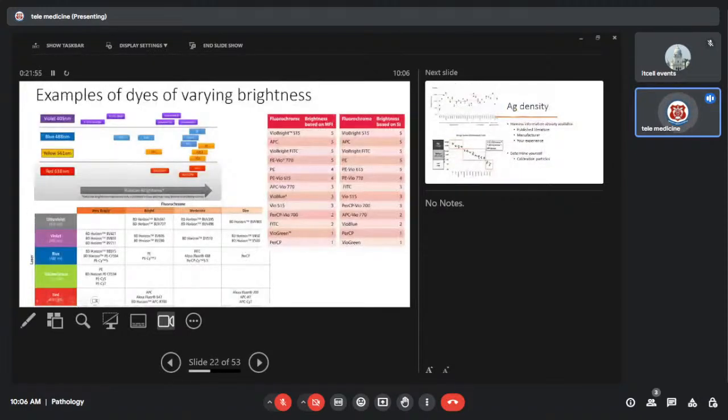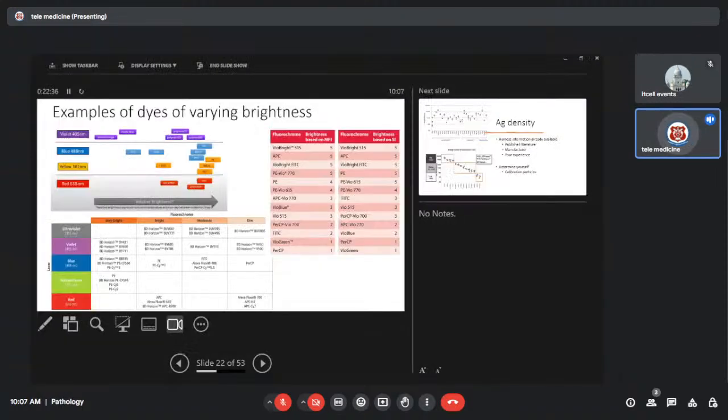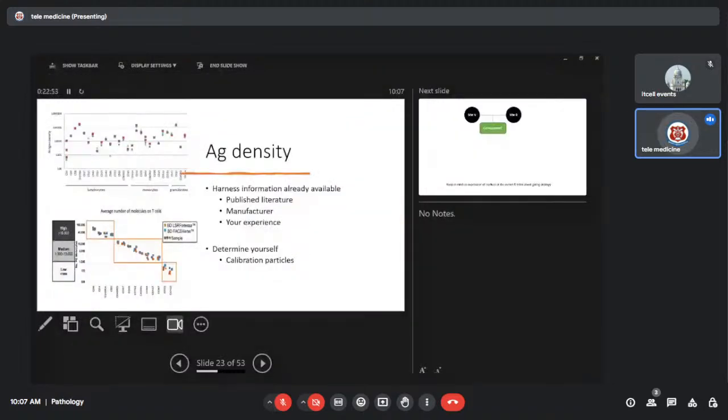So this is what you want to optimize for, and you calculate this as a stain index. The one that you want is the difference of MFI of negative from positive, divided by 2 times the robust standard deviation, or the width of the negative. On the violet laser, on the blue laser you have very bright dyes, and in the Beckman flow cytometer also, you know which dyes are brighter. Now the antigen density. You want to know what is the density of each antigen on a cell.